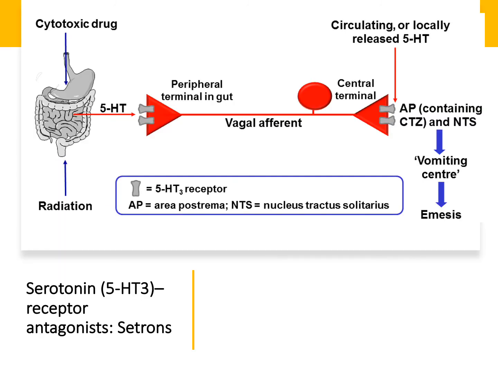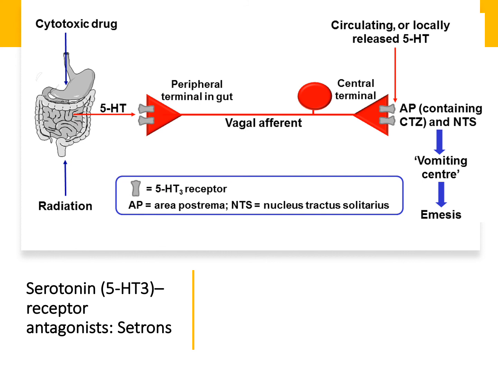So let's move on to the second partner in the combination, which is the serotonin receptor antagonists. These are the cetrons. Just now we saw one of the names, palonosetron. You've got others, ondansetron and so on. So what happens with cytotoxic drugs or radiation? Somehow it irritates the 5-HT. It causes activation of the peripheral terminal in the gut, which sends the signal to increase the circulating 5-HT to trigger the vomiting center and cause the emesis or vomiting effect.